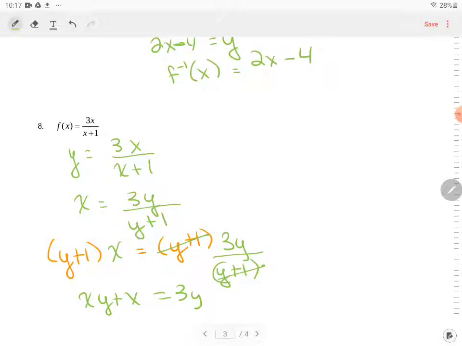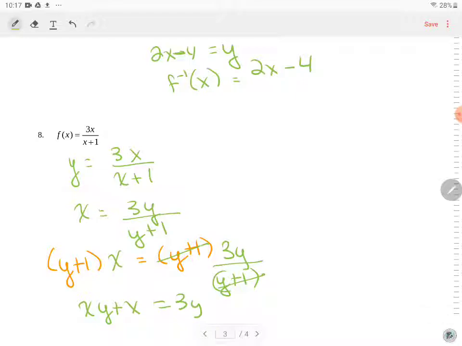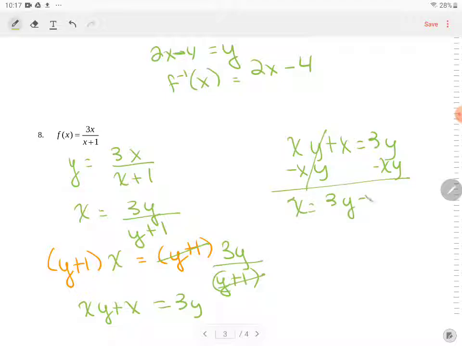Then we're going to move our y's to the same side. So coming over here, we have xy plus x equals 3y. Just to recopy that. So we're going to subtract xy from both sides. Now you really can't subtract it from the right side, so it becomes x is equal to 3y minus xy.